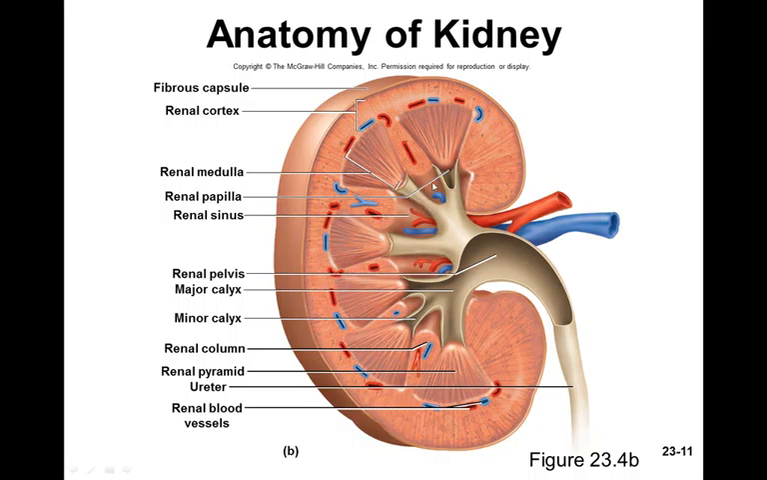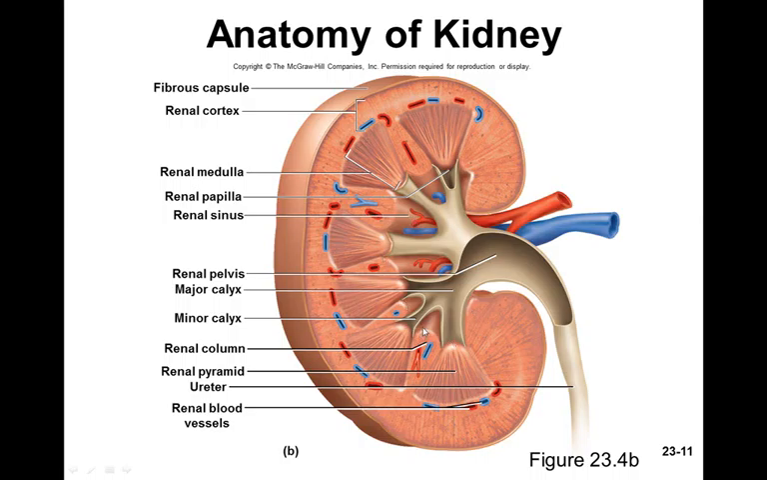Okay, now here is the renal sinus right here, and then this area right here, that boundary is going to be the papilla. All right, so here's the papilla, here's the sinus. Notice the sinus has arteries and veins in it. There's also lymphatic vessels there as well.